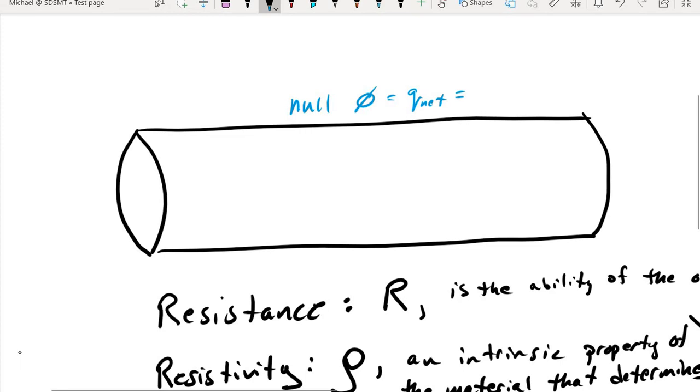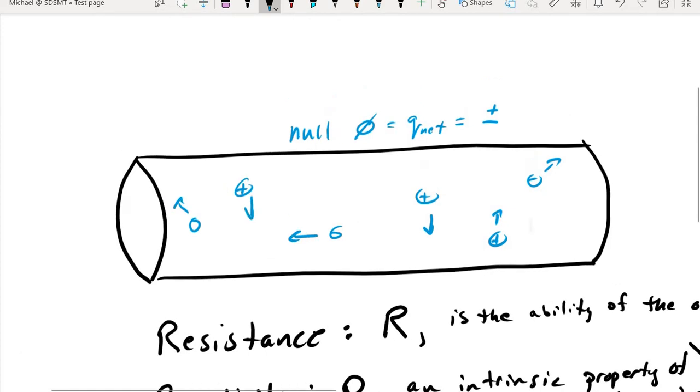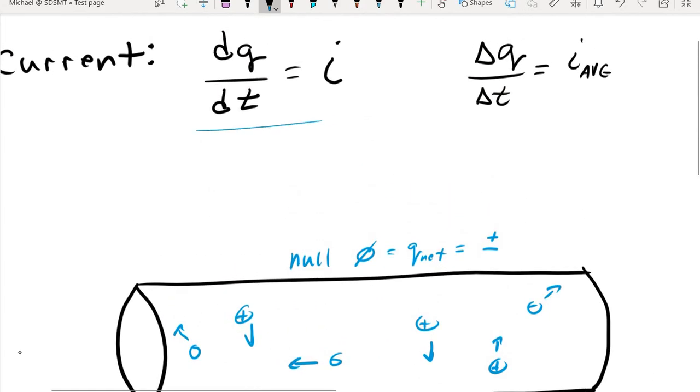But that just means that we have equal amounts of positive and negative charges bouncing around inside the material in random directions. And so if I have these charges bouncing around in random directions and I try to measure the flow of that charge, well, that random action of charge moving around is just going to result in the net flow of charge equaling 0.